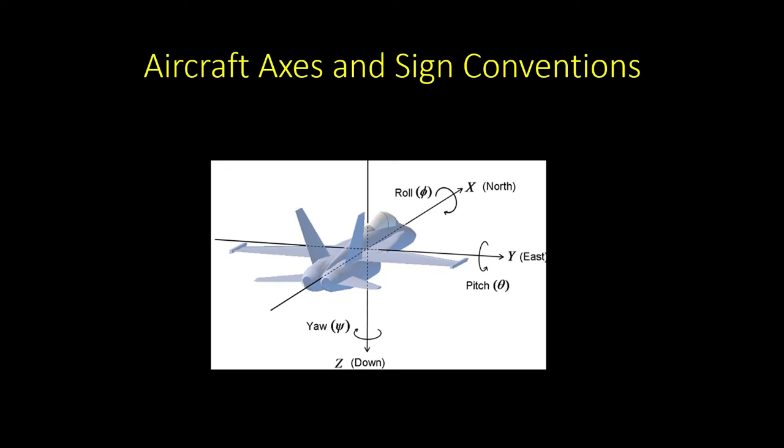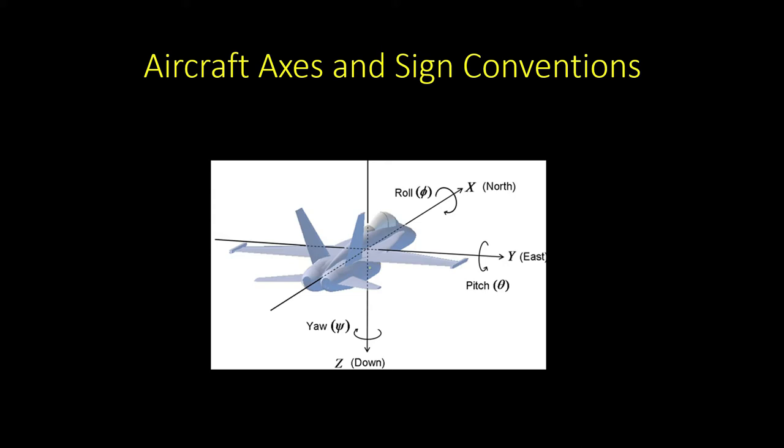Now first let us see what are the three aircraft axes and what are the sign conventions. Now consider this airplane. The positive x-axis will be towards the nose of the airplane. So this is the positive x-axis and this is also known as the longitudinal axis of the airplane. The positive y-axis will be towards the right wing.